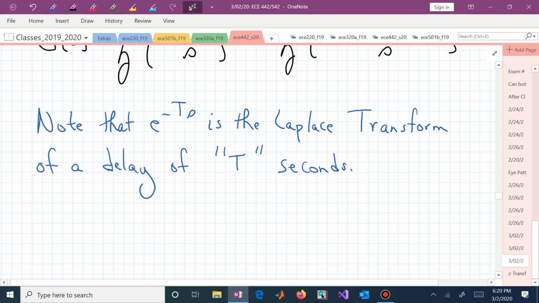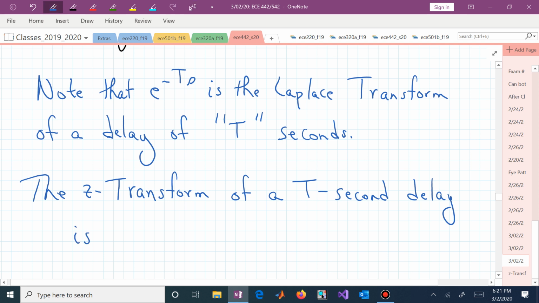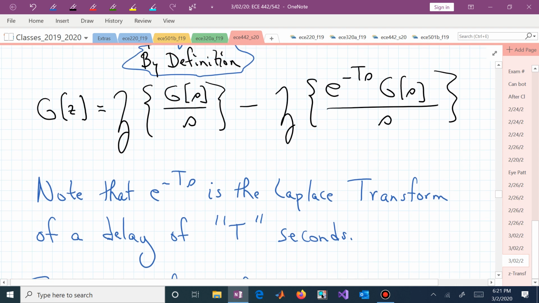And what's the Z transform of a T second delay? A T second delay is a one sample period delay. How do we write that in the Z domain? Z to the minus 1. So now the Z transform of a T second delay is Z to the minus 1. Ha. Now do you see what we can do?